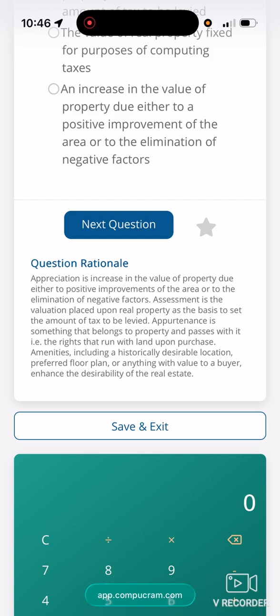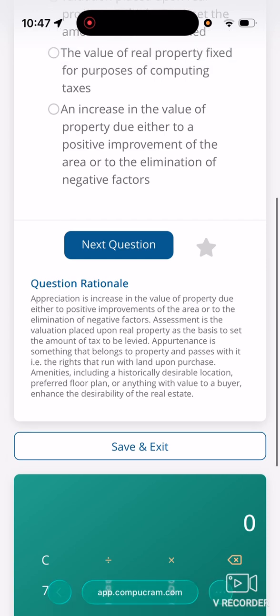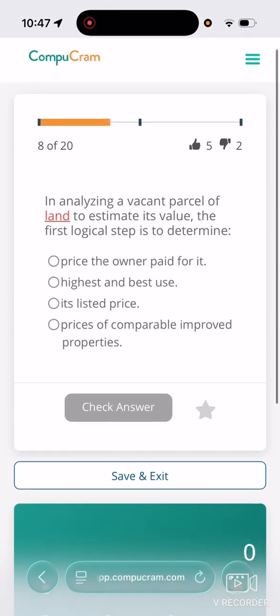So the question rationale. Appreciation is increase in the value of property due either to positive improvements of the area or to the elimination of negative factors. Assessments is the valuation placed upon real property as the basis to set the amount of tax to be levied. Appurtenance is something that belongs to the property and passes with it, i.e. the rights that run with the land upon purchase. Amenities, including a historically desirable location, preferred floor plan, or anything with value to a buyer, enhances the desirability of the real estate. Next question, question number 8.